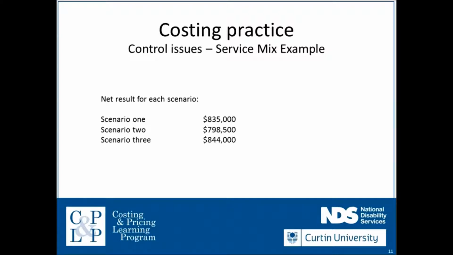As you can see, the net result for each scenario was very different, with scenario 3 being, if you like, an optimal service mix or product mix for this particular company. When you look at that scenario 3, $844,000 being the proposed cumulative target price gap, it is a more attractive gap than scenario 1 or 2 because we've got the right order of emphasis, if you like, on the products that we deliver.